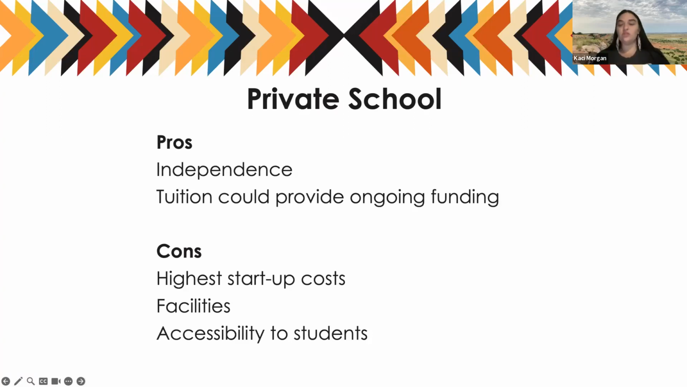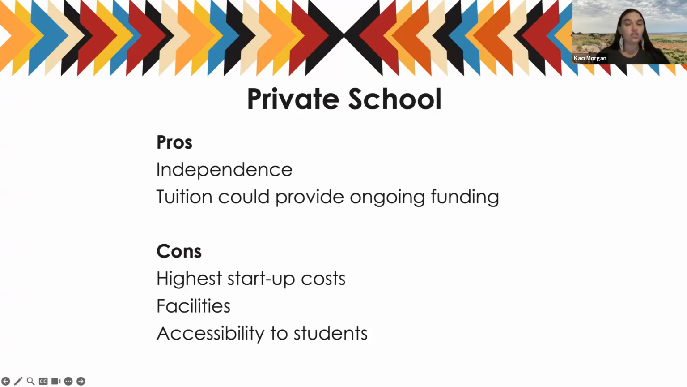As far as private schools, this is our last school model that we'll cover. A private school is a school supported by a private organization or private individuals rather than by the government. Most traditional US private schools charge tuition. However, there are some tuition-free models that rely on fundraising. Some pros of this model: one, that independence, because it's supported by a private organization or private individuals, you do have a lot more freedom in terms of how you are designing and assessing your programming. If you do charge tuition, in terms of sustainability, it could provide ongoing funding.